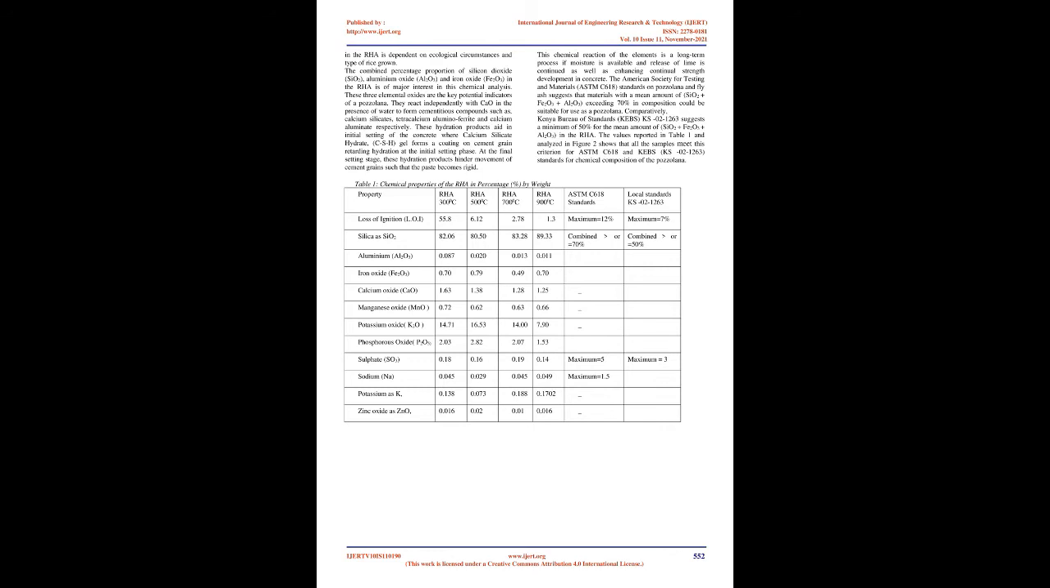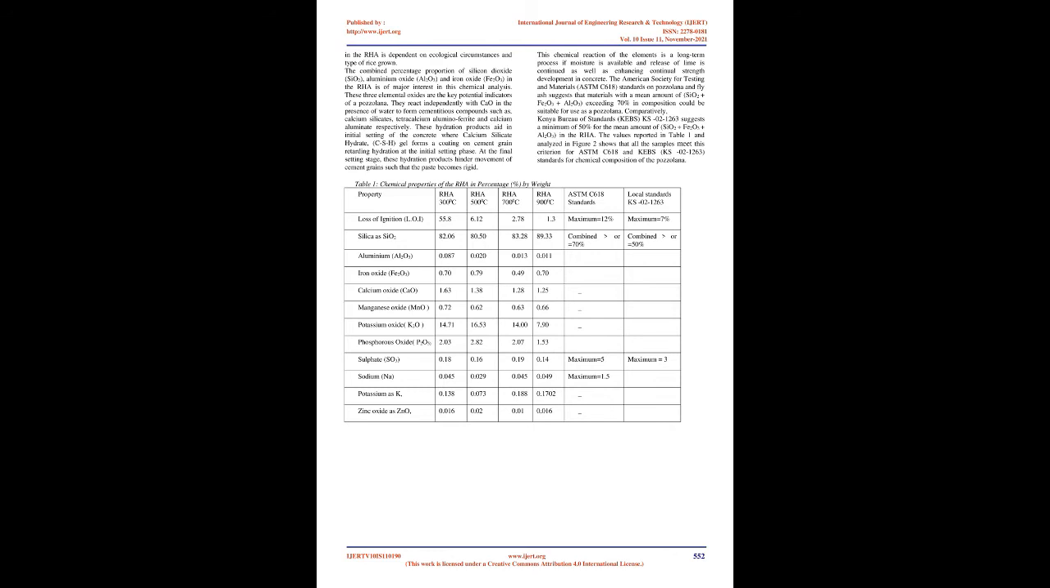These three elemental oxides are the key potential indicators of a pozzolana. They react independently with CaO in the presence of water to form cementitious compounds such as calcium silicates, tetracalcium aluminoferrite and calcium aluminate respectively. These hydration products aid in initial setting of the concrete where calcium silicate hydrate, CSH, gel forms a coating on cement grain retarding hydration at the initial setting phase. At the final setting stage, these hydration products hinder movement of cement grains such that the paste becomes rigid. This chemical reaction of the elements is a long-term process if moisture is available and release of lime is continued, as well as enhancing continual strength development in concrete.